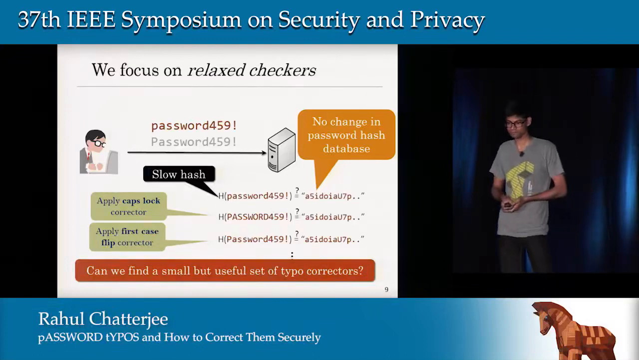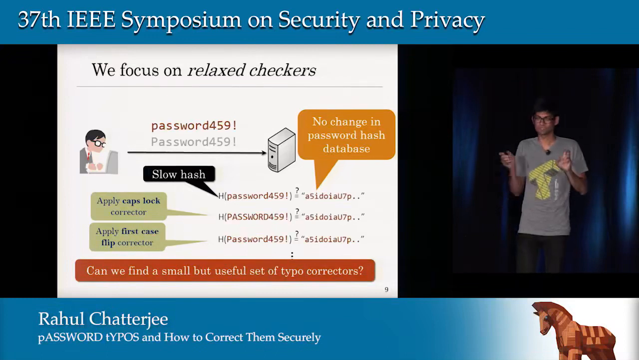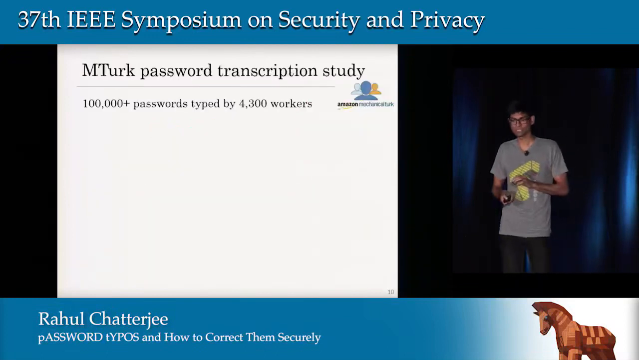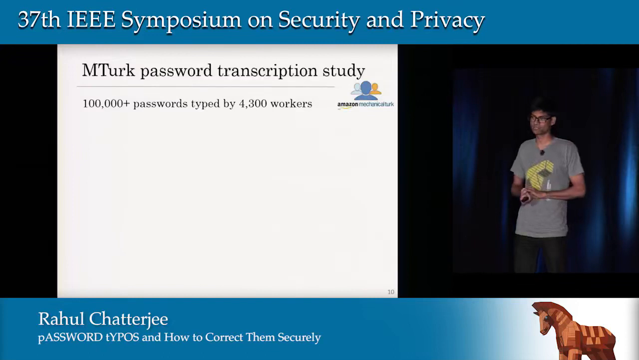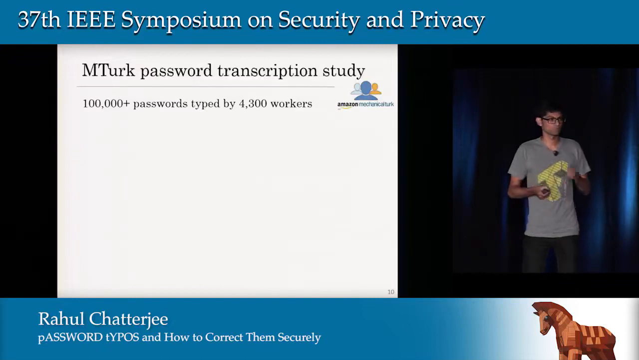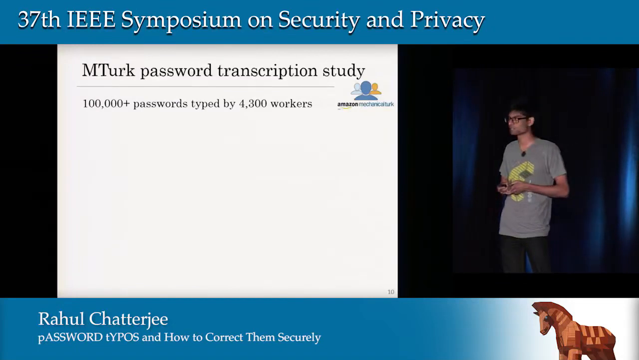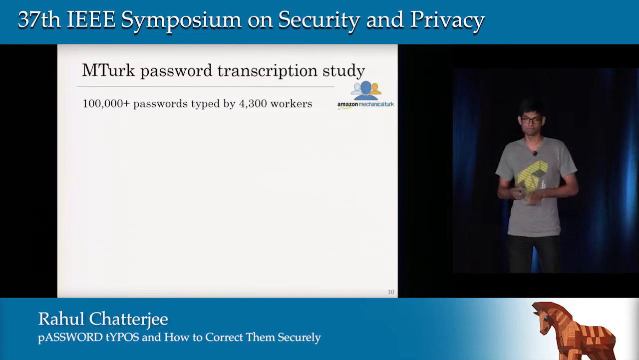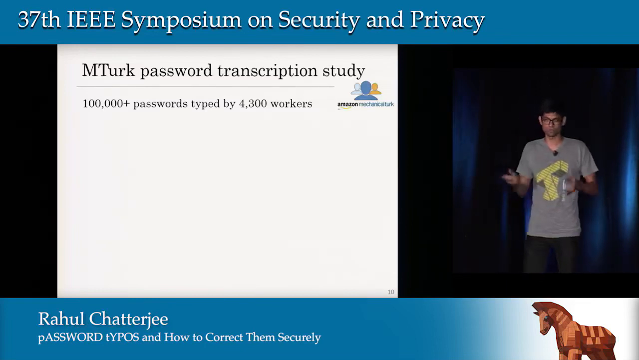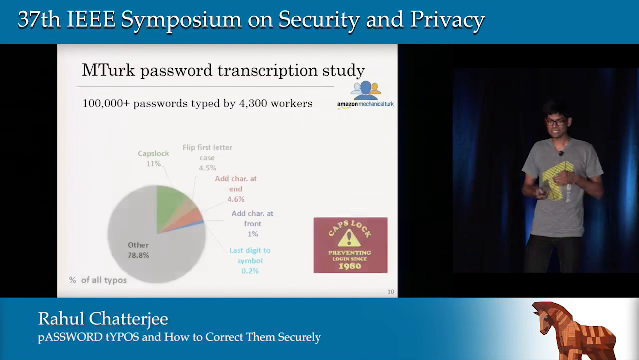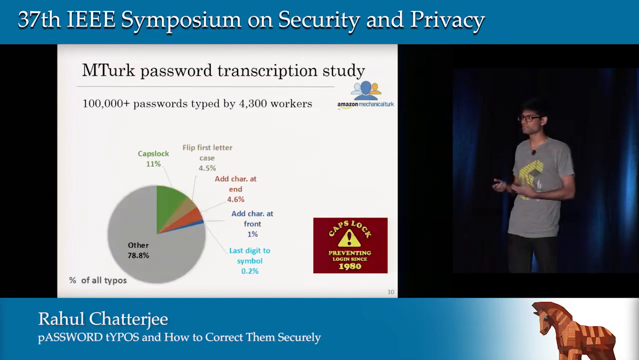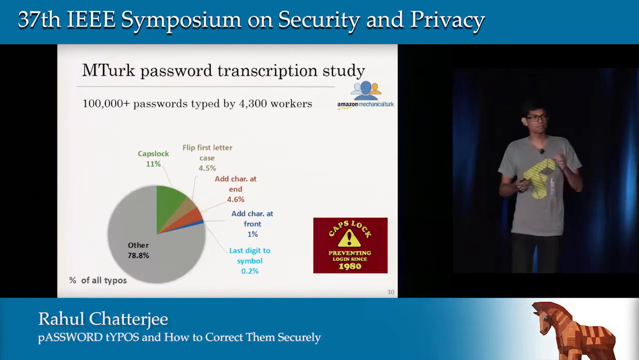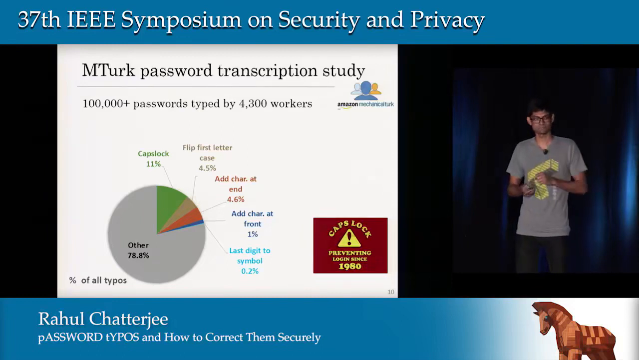To find these popular or frequent typos, we did a study with Amazon Mechanical Turk, where we asked the workers to transcribe real passwords. And we were able to collect this password transcription data of more than 100,000 passwords from 4,300 workers across the globe. By analyzing the typos that the workers made, we found there are a few typos that are very popular, such as accidentally pressing the caps lock key.